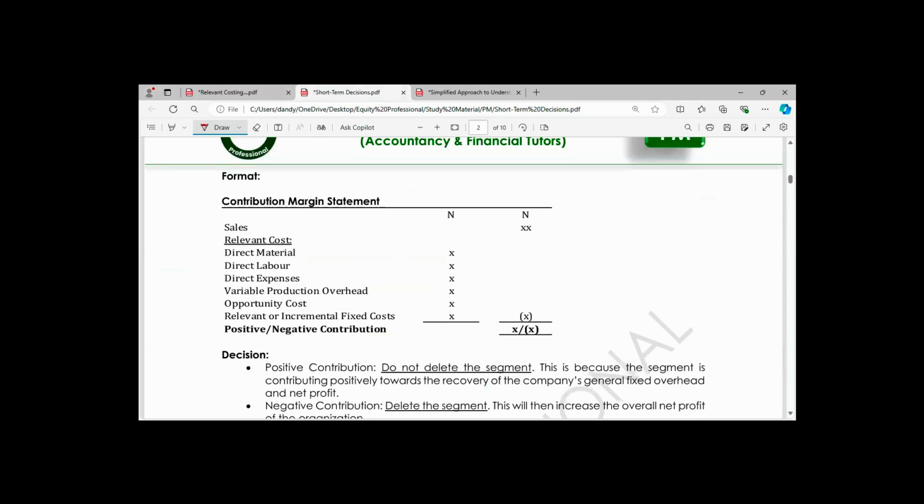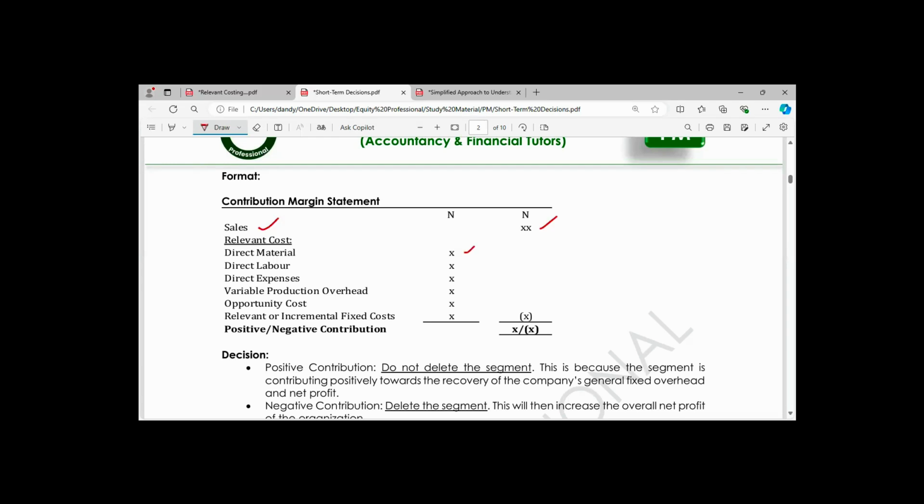When you want to prepare the contribution for each of the affected segments, you can either call it contribution margin approach, contribution margin statement, or income statement. Okay, so the first thing you are going to consider is to compare the sales value. You go and work out the sales value from the affected segments. You put it there. Then you now determine the relevant cost of making the segments.